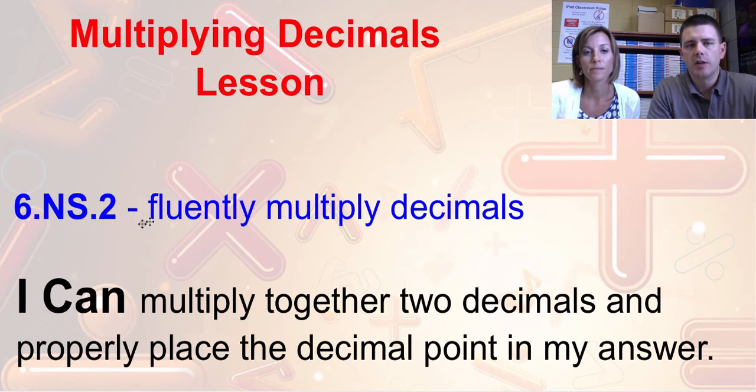Then we're going to add our learning standard or learning target here, 6.NS.2. This time it's fluently multiply decimals. So remember, fluently means to be able to do it kind of smoothly, quickly, without much thought. We want it to be an easy problem.